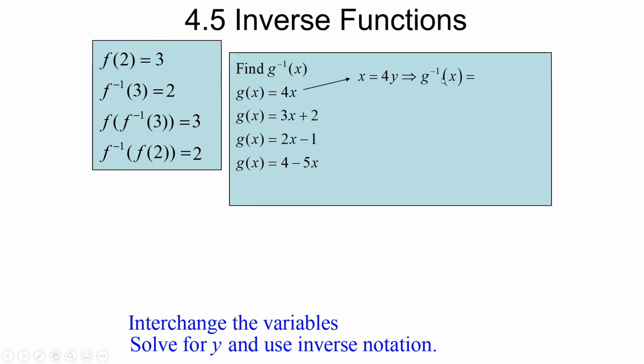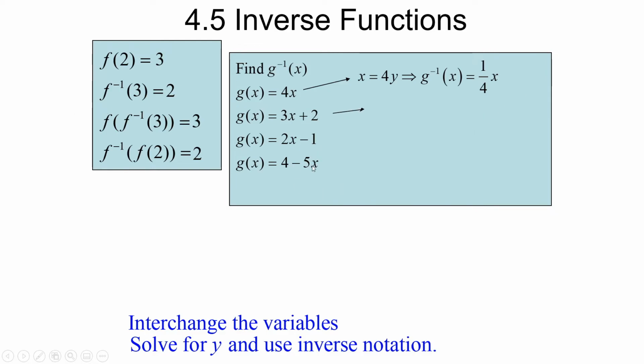So inverse g of x equals, and now just look at this and you can probably skip the steps just like I have. Well, what are we undoing here to solve for that y? Well, we're dividing by 4 or multiplying by 1/4. So that means this y, which is now inverse g of x, would have to equal 1/4 of x, or x over 4 if you prefer.